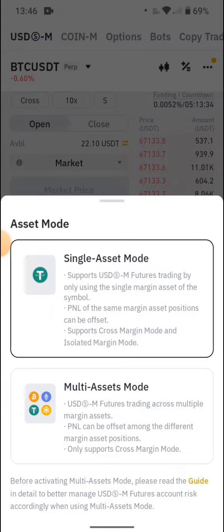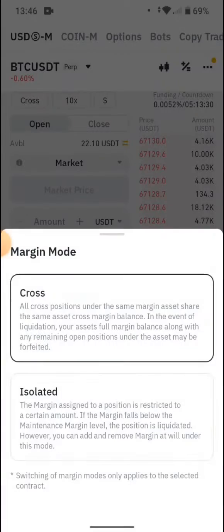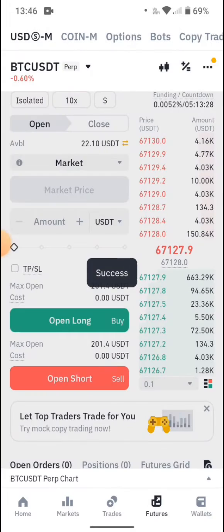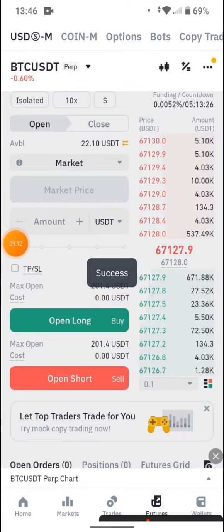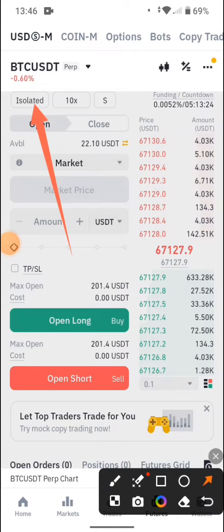Hope you are understanding. But if you select single asset mode, you can come back here and select isolated, no problem. You see from the top what has changed, right? You see we have isolated here.